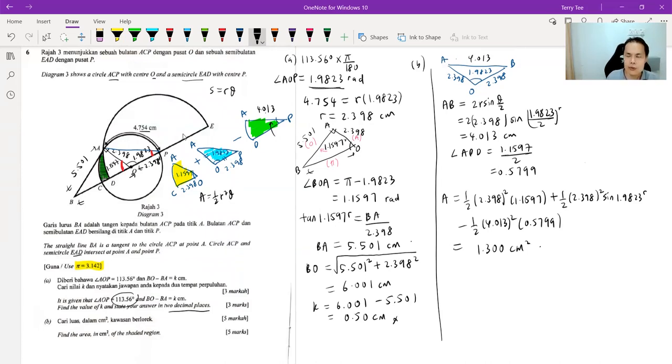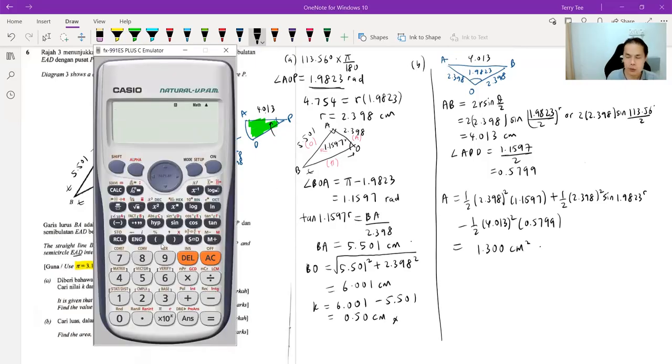So if you use your calculator in degree mode, let's say I use 2.398 sine 113.56 over 2. Okay, let's see. Yeah, there is a slight difference in answer because of that. Right? We take 2 times 2.398 sine 113.56 over 2. In this case, remember your calculator, you need to change to degree mode.